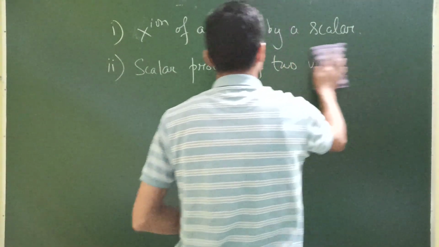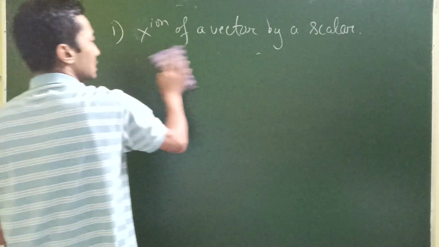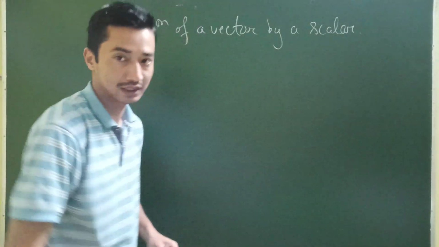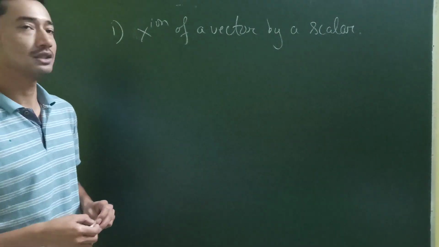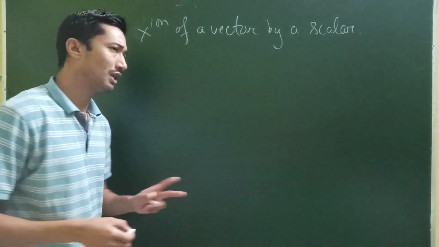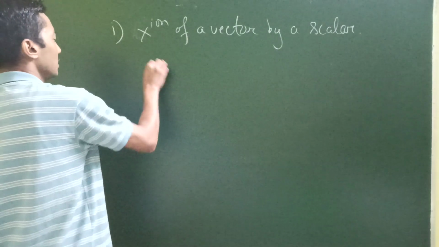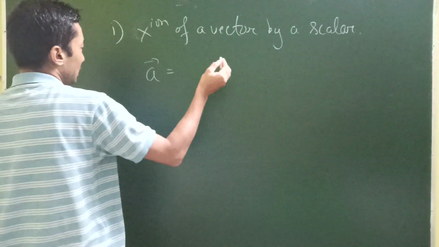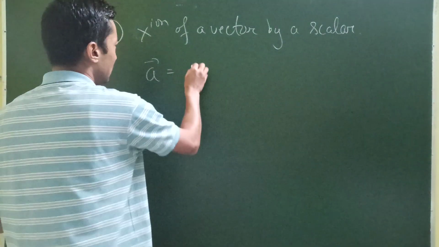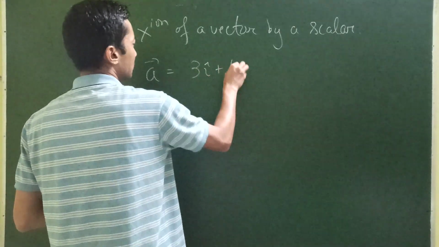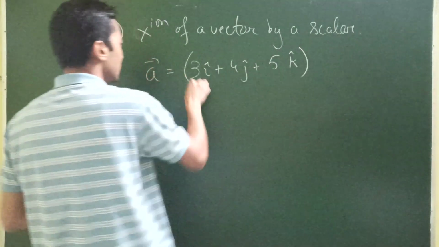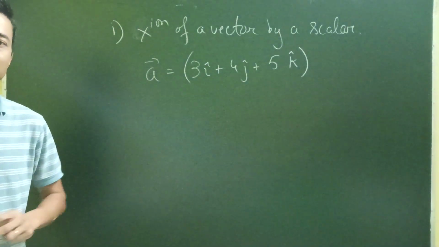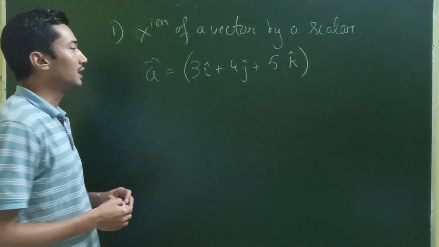As I said, in this video I will discuss only the first two methods. First one, very simple, multiplication of a vector by a scalar. I'm going to keep it very simple. With an example, let's say we have a vector quantity 3i plus 4j plus 5k, that is, vector a equals this.